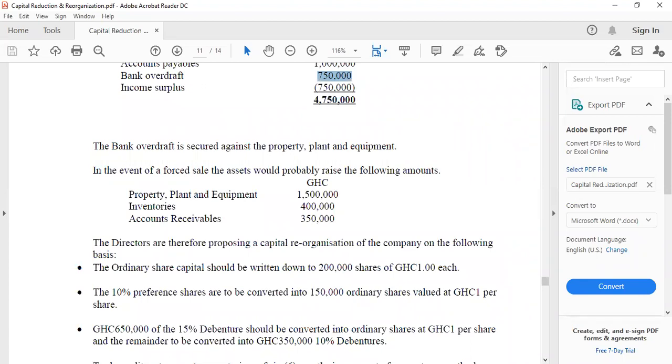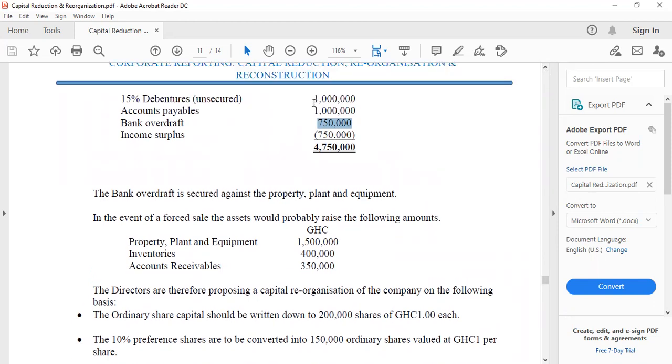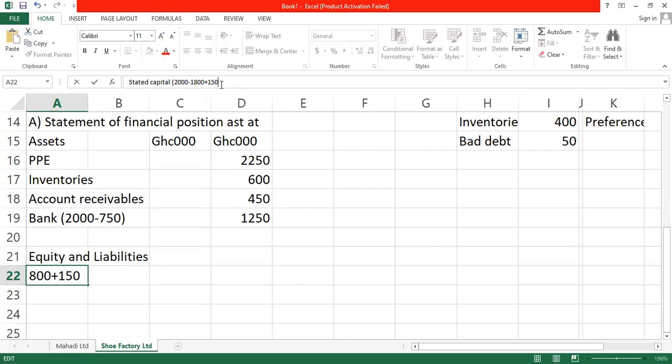650,000 of 15% debenture should be converted into ordinary shares at 1 cedi per share, and the remainder to be converted into 350,000 10% debenture. So in all that would be 1 million. So let's ask ourselves, what was the debenture? The debenture is still what? 1 million. So it means that they are not giving up any value. We are not making any gain or loss, but just that 650 of the debenture will be converted to equity shares. So what will happen to the equity shares? Is it going to increase? So we add 650, isn't it? So we add 650.